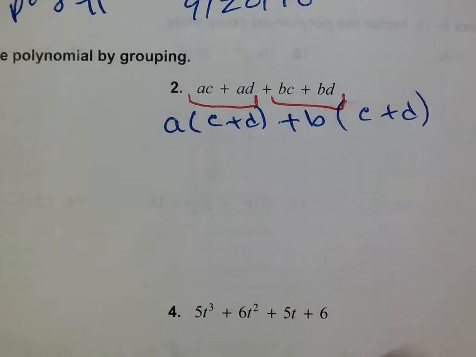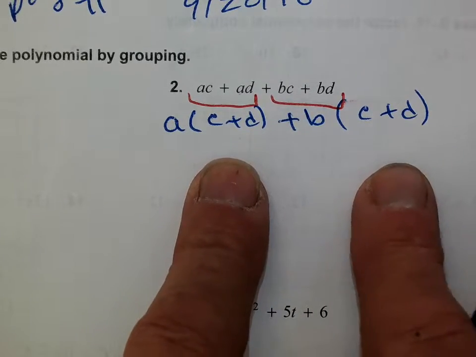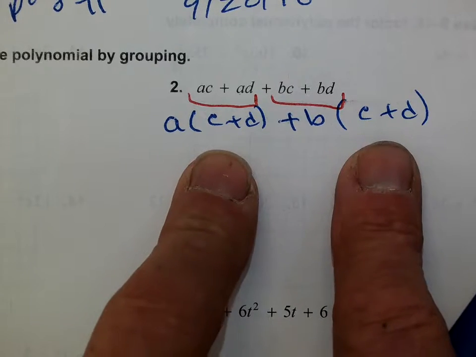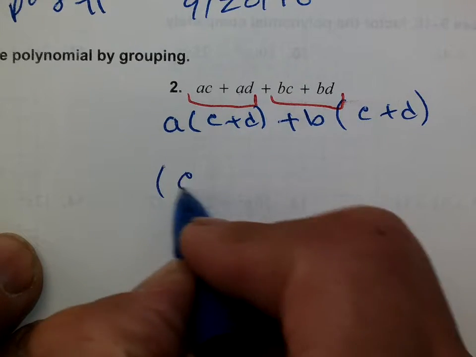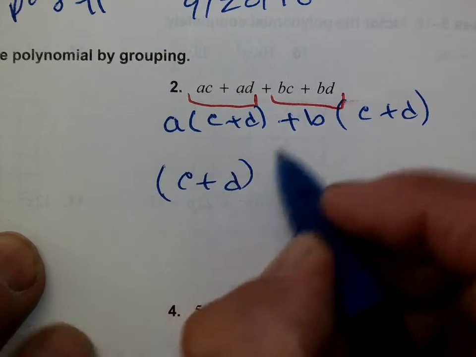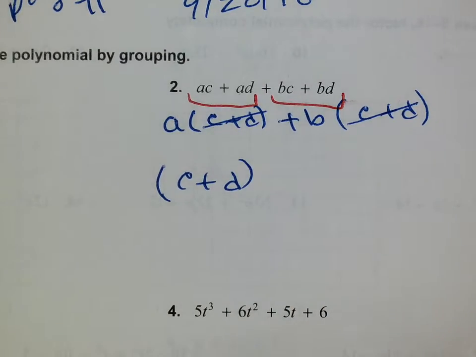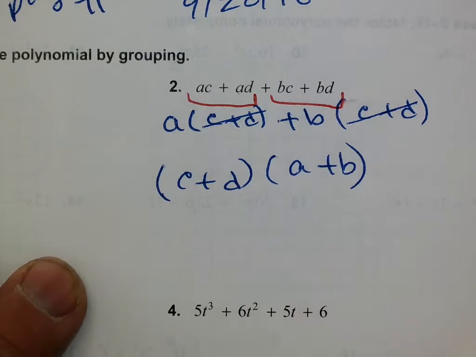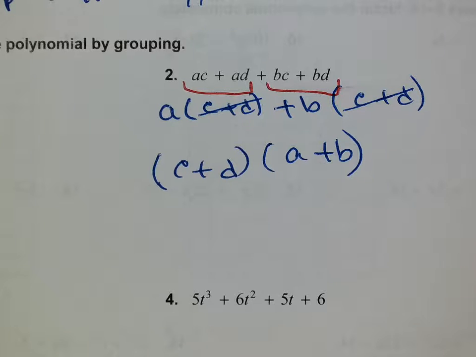Now here's what we want. We want to get to the point where we have 2 of the same, right? So then the next question is, again, common factoring. What do these 2 groups have in common? They have the parentheses, C plus D, and I'm going to cross them out so you don't get confused. I cross them out because we pull them out, and then I'm going to ask you what's left over. A plus B. That is it. That's factoring by grouping. Not too bad.